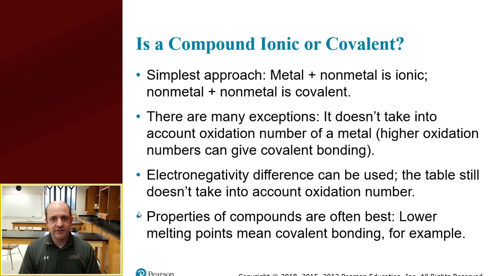Ionic compounds are going to have high melting points. They're going to be electrolytes. They're going to be brittle solids. That means ionic. If you have a lower melting point, if it's a non-electrolyte, that's going to point you towards covalent. So if you're given properties, go off of them. If you don't have properties, maybe look at electronegativity, and then if you have to, just look at the formula.